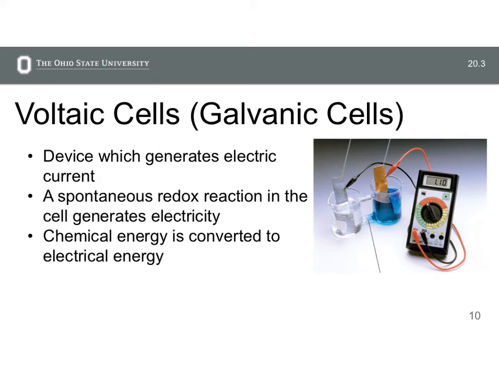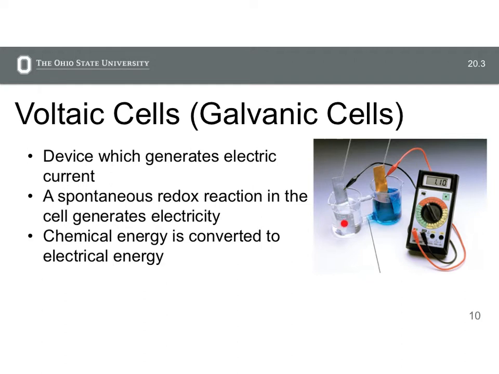All right, so one of the things that we do with electrochemistry and our redox reactions is we build voltaic cells, also known as galvanic cells. And a good example of these are batteries. Now, what we're showing here in this picture, this is essentially just a very rudimentary battery.